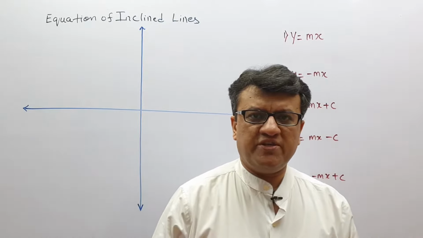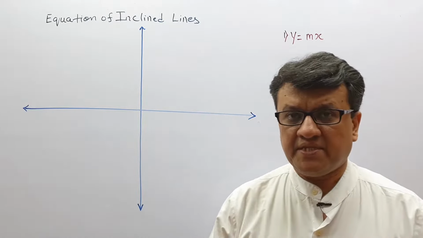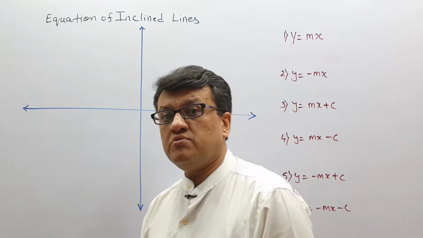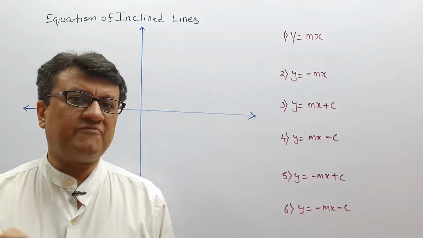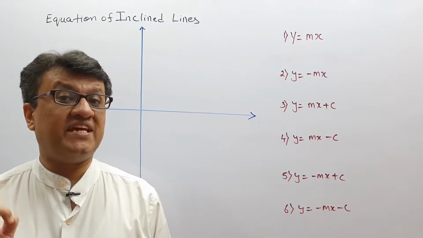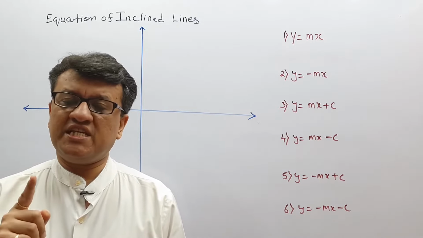Children, let's proceed with the next 6 set of lines. In the earlier video, I have shown you 6 standard lines, equation of 6 standard lines. In that video, I did mention that how many types of lines we have? 12. So 6 we have learnt.